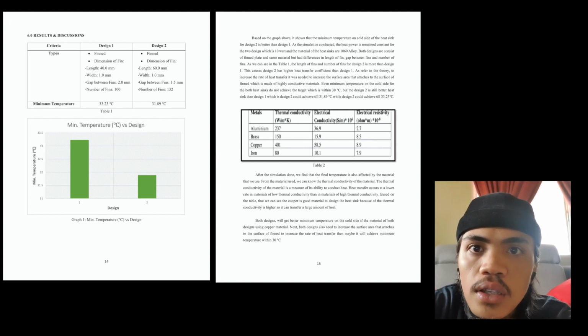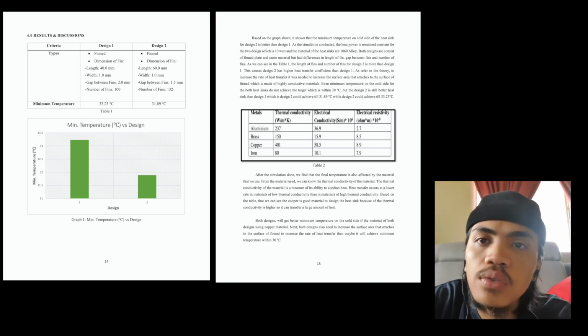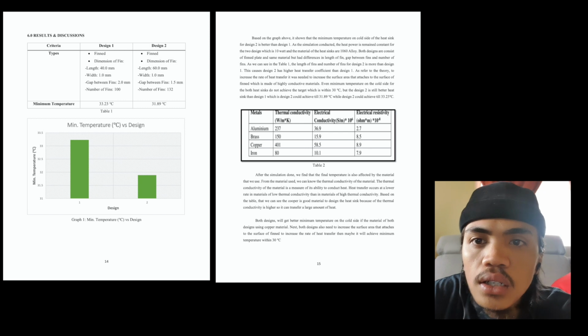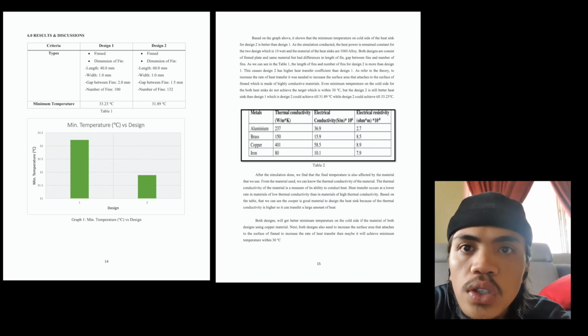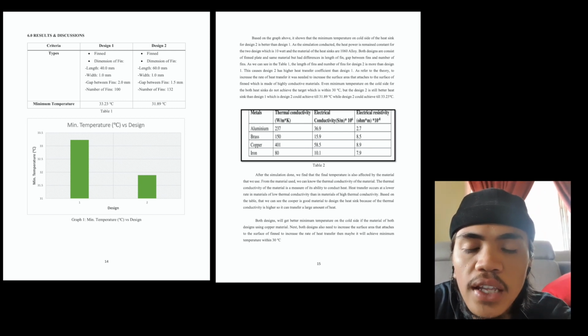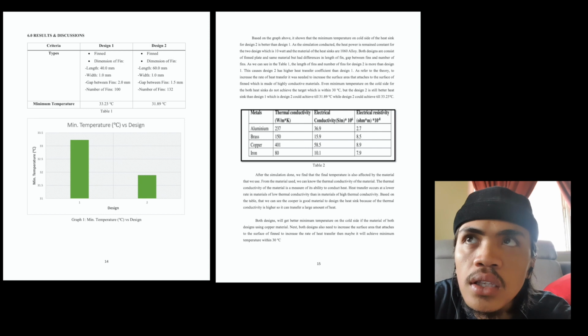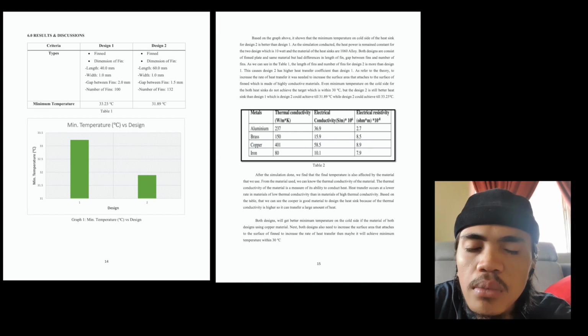Then if you want to increase the rate of heat transfer, we need to increase the surface area attached to the surface of the fin. Maybe our design will get a temperature within 30 degrees Celsius.